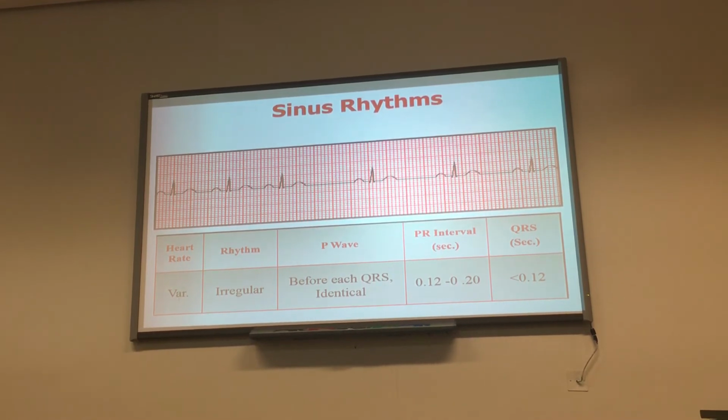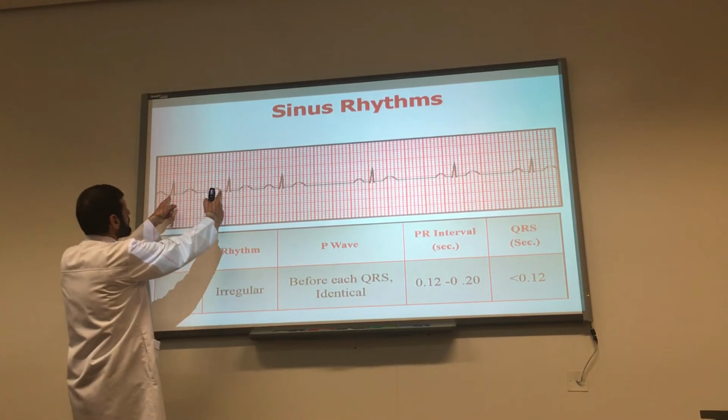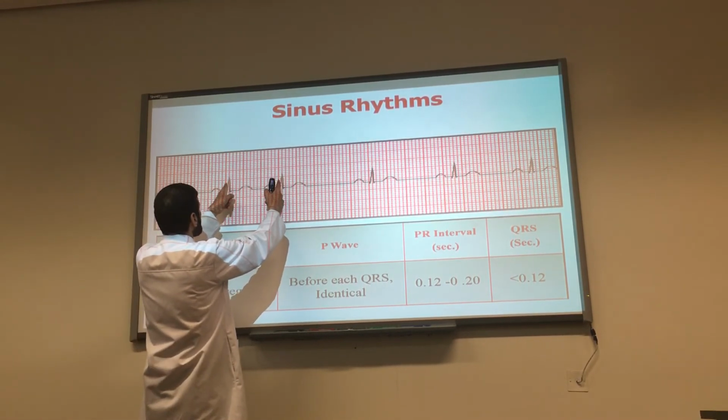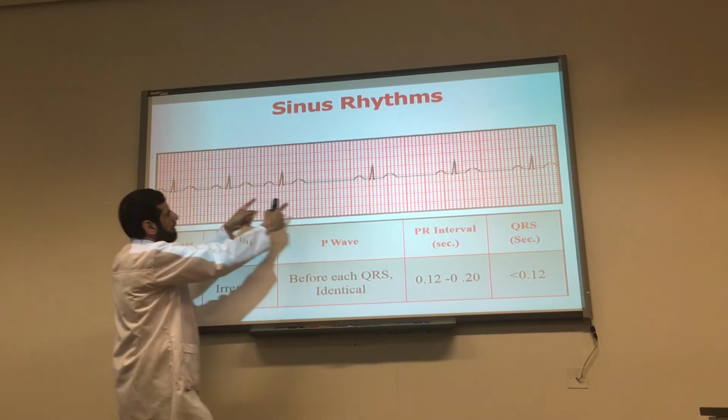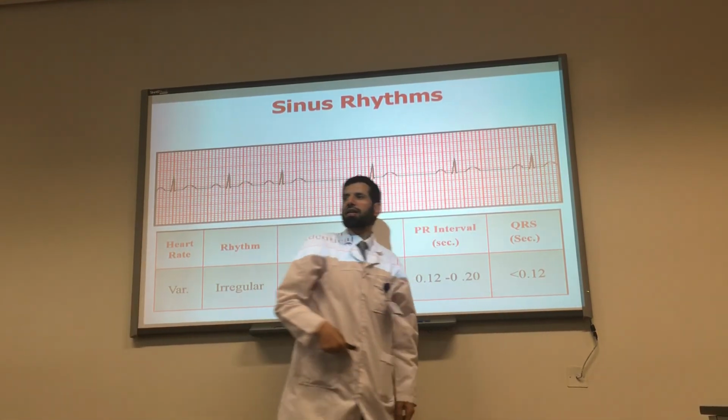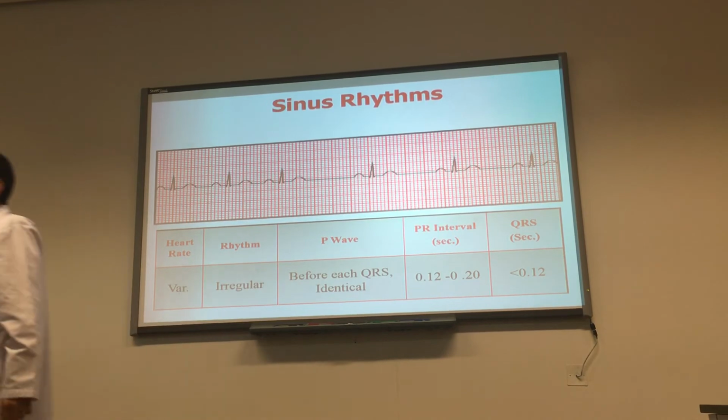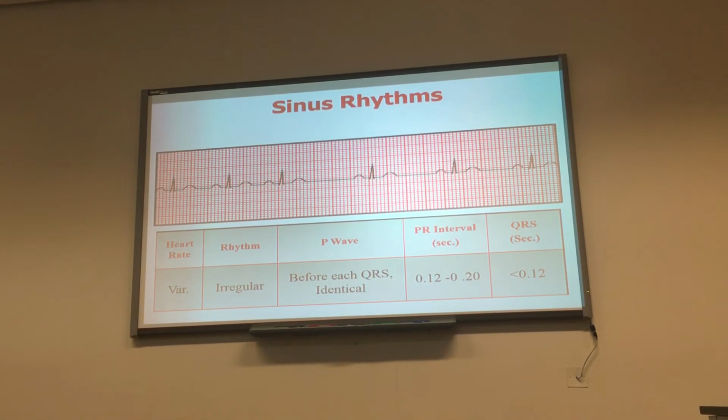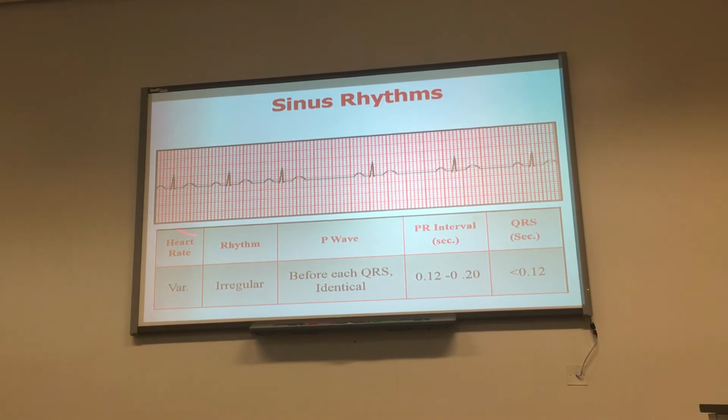Regular? Yeah, so that's one. Is this R to this R fixed? No. This one to this one? Yeah. And this one to the other one? Yeah. This is one of the things that can give you a clue, because this one to this one is almost identical. You can measure it, by the way, with the paper. And this one to this one is the same. Why is the rate faster, then slower? It's premature.